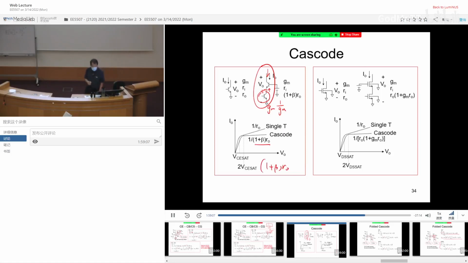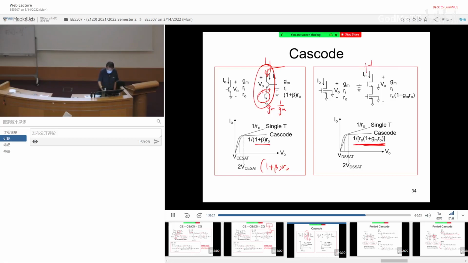Okay? Now, can I put another one? It doesn't help. We went through that before. For BJT, you put another one, it's still going to stay the same, 1 plus beta R0. So it doesn't matter how many you put. But MOSFET is different. MOSFET is boosted by this factor.